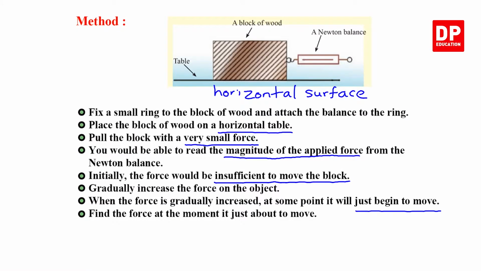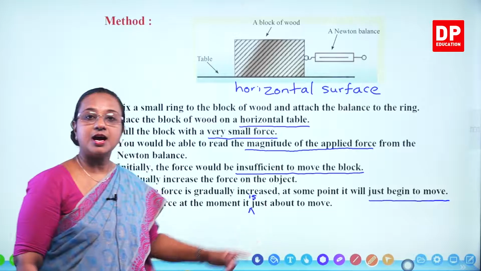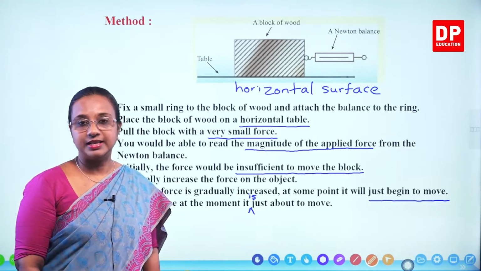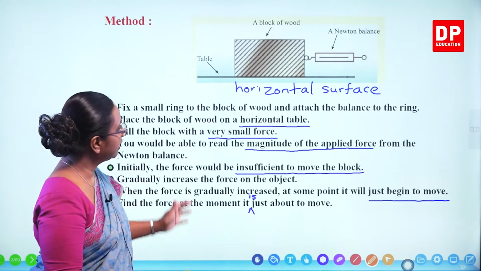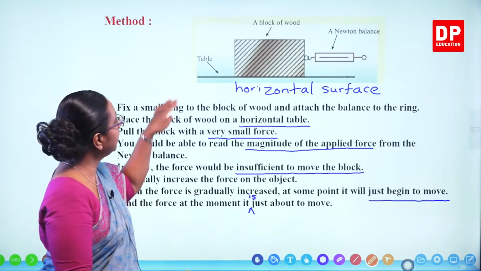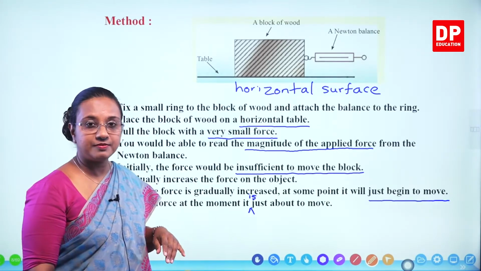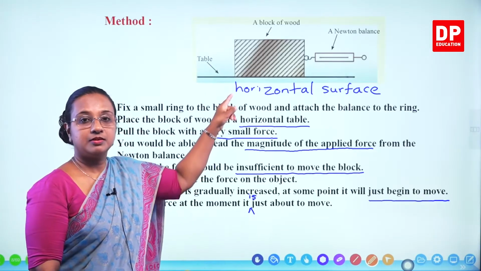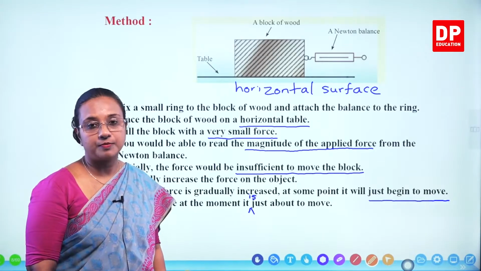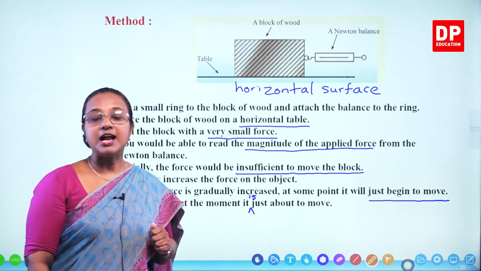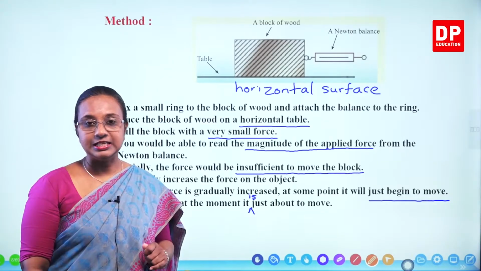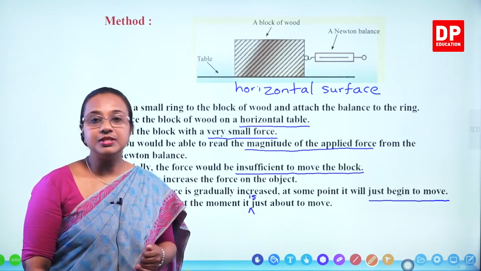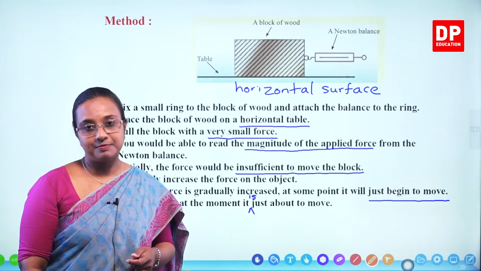Find the force at the moment it is just about to move. As the object starts to move, you have to find the force. So this is a very simple activity. The only thing you need is a horizontal surface, a wooden block and a Newton balance attached to the wooden block. So that you have understood this activity clearly, now let us do this activity in the lab.